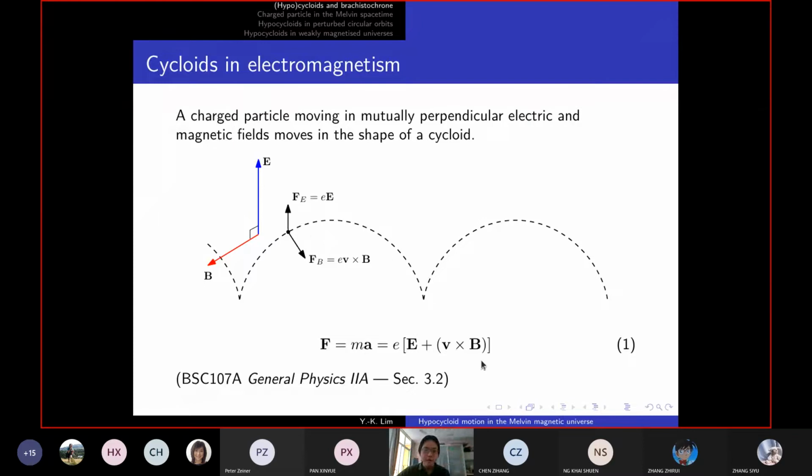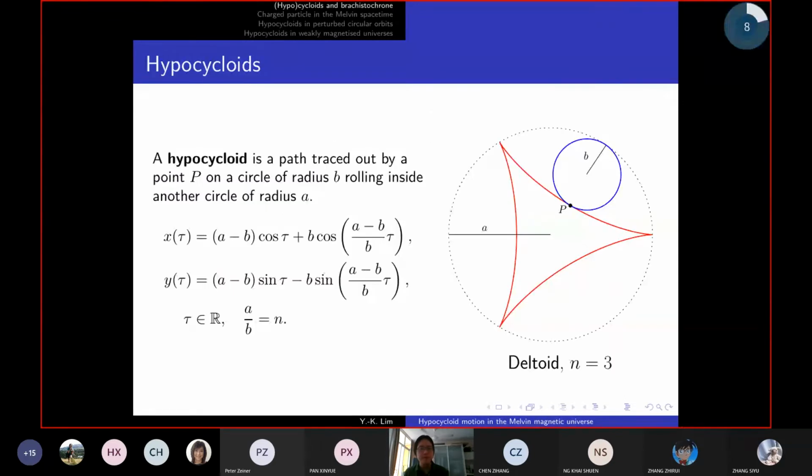We can solve this from the Lorentz force equation. And in fact, the students who took 107 General Physics 2 with me, we actually did this in chapter 3, and it was also a quiz question, so you might remember this. Okay, so this is where cycloids happen in electromagnetism.